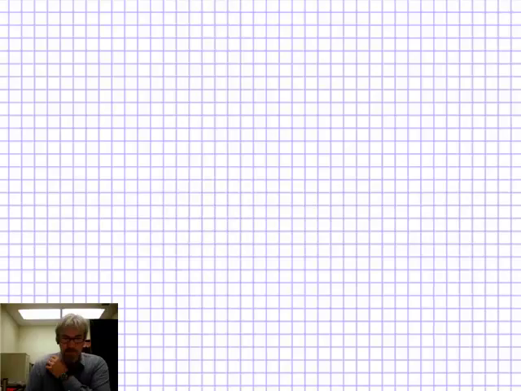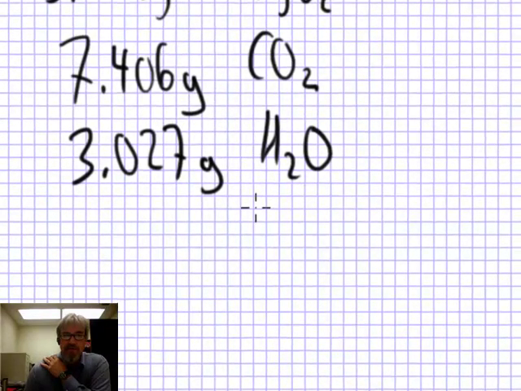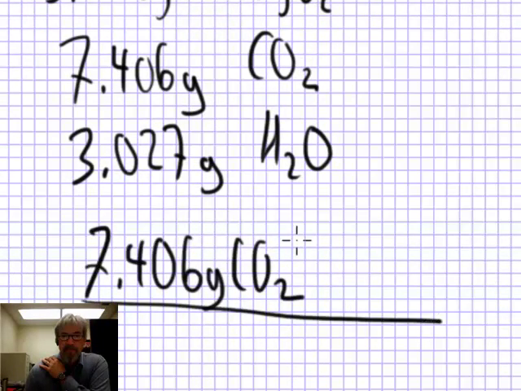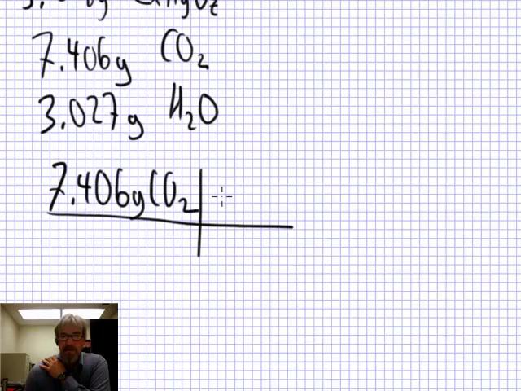Well, let's do it. Here we have our data reproduced. We've got 5.048 grams of the compound, 7.406 grams of CO2 as a product, and 3.027 grams of water as a product. The first thing I want to do is find out how many moles of carbon are present, and I'm going to do that by pursuing the strategy that was outlined in the last few slides. So I take 7.406 grams of CO2, and I divide by the molar mass of carbon dioxide. Molar mass of carbon dioxide is 44.009 grams per mole.